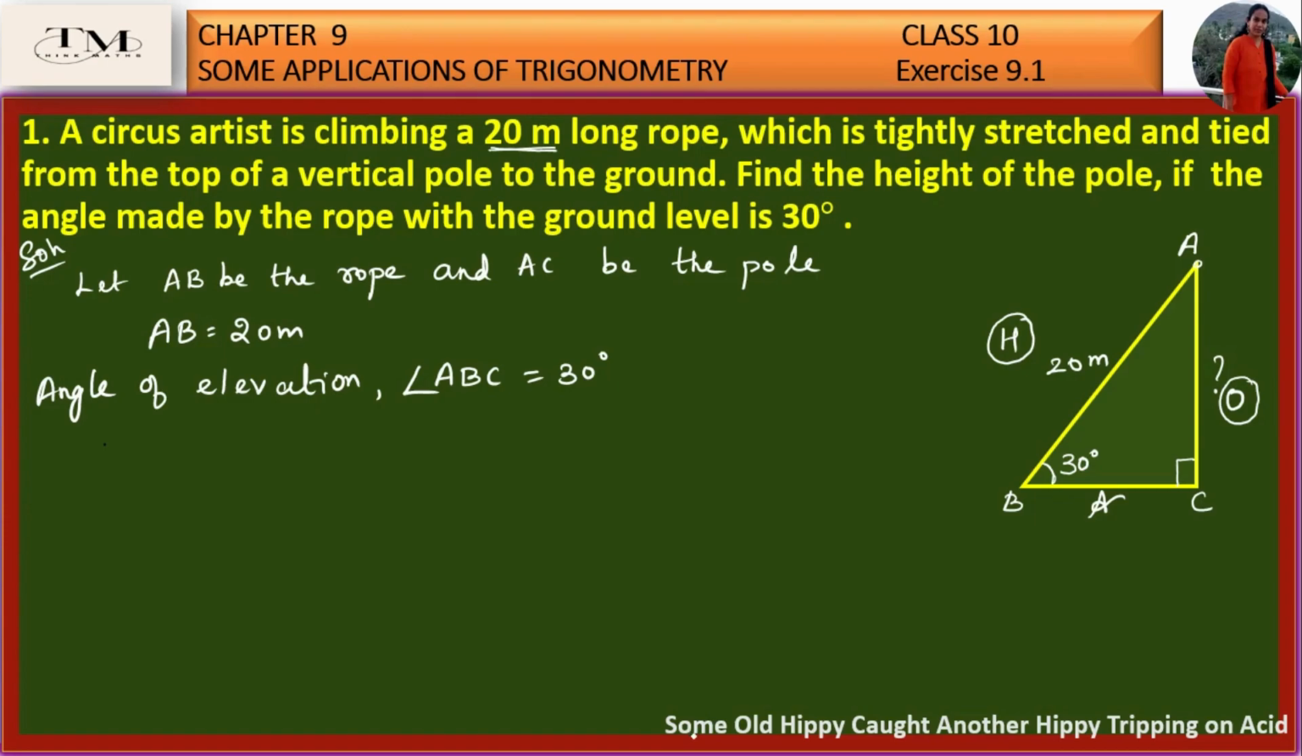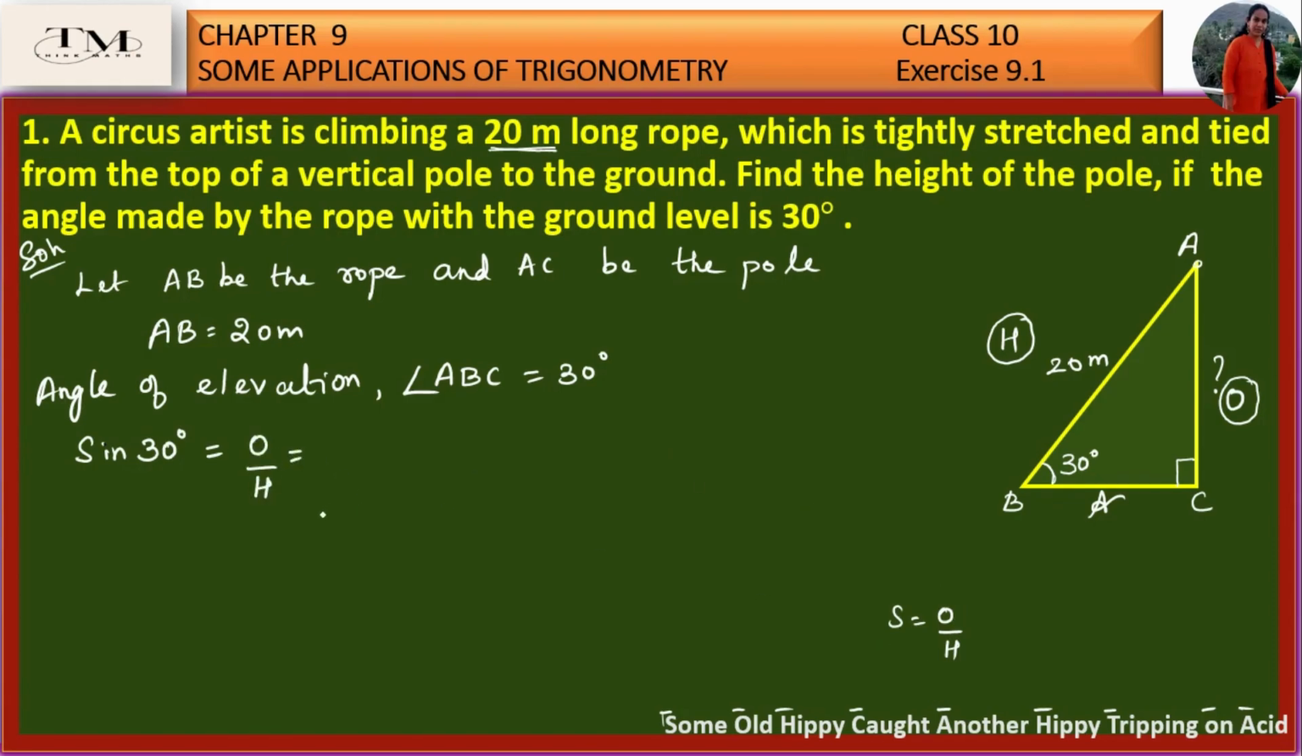What we know? We know some trick. Some old hippie caught another hippie tripping on acid. So this is for sine, opposite by hypotenuse. Cos, adjacent by hypotenuse. Tan, opposite by adjacent. Okay. So opposite by hypotenuse is matching for sine. So sine is equal to opposite by hypotenuse. So we have to use sine. What is the angle of elevation? 30 degrees. So sine 30 degrees equals opposite side by hypotenuse side.